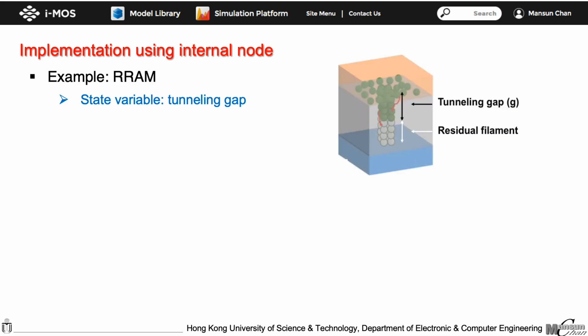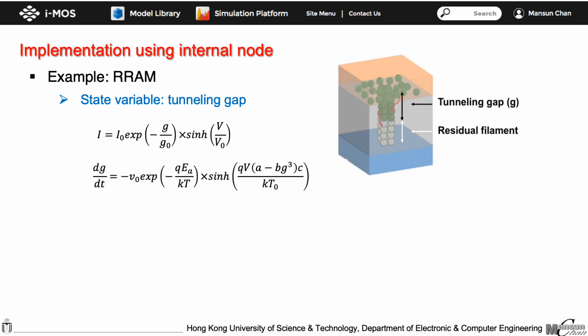Let's take a RAM model for example. In a RAM, the memory function is usually explained by the formation of filament due to oxygen vacancy in the device. The current through the RAM is dependent on the size of the gap between the filament and one of the electrodes. By using the gap size as a structural parameter, the current has been expressed by the gap size and the applied voltage. Here, I took a model developed by Stanford to show how the RAM current is expressed in terms of gap size and input voltage.